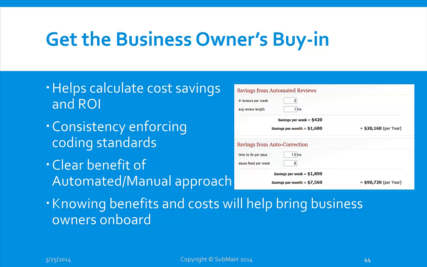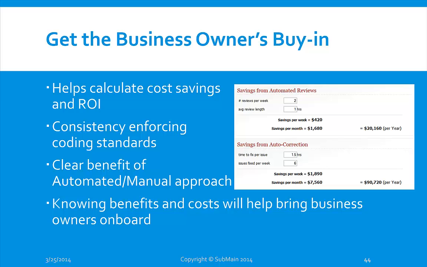So on the right-hand side here, we can see if you're doing 2 reviews per week and the average length per review, the savings per week is going to be $420 and $20,000 per year. If you're doing auto corrections, which CodeIt.Right does, like the ISerializable, fixing it right there will save you upwards to $100,000 per year. And this is what owners like to see. And definitely this is something you can give to them.